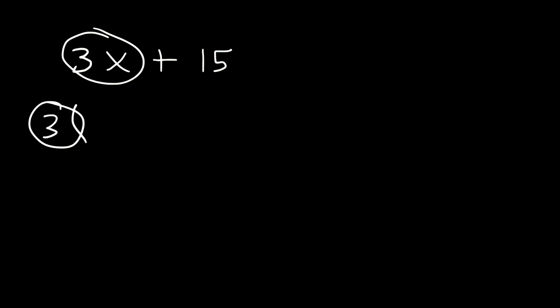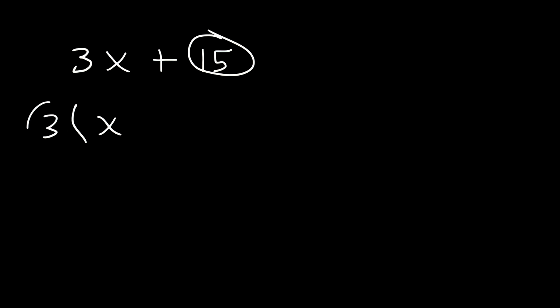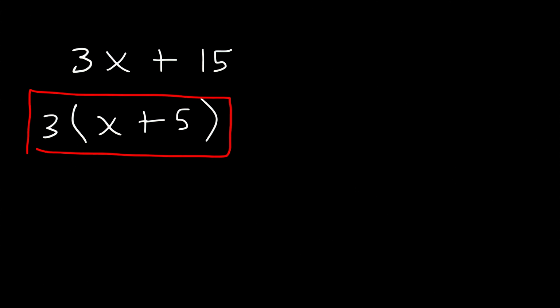3x divided by 3 is simply x. And 15 divided by 3 is 5. And so that's how you can factor an expression by removing the GCF, the greatest common factor. So that's the answer for the first one. Now let's try some other examples.